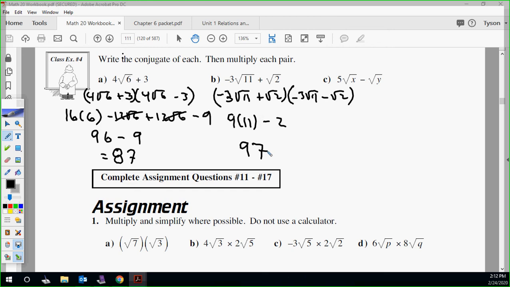And the last one, we're just going to go, this times 5 root x plus root y. We're going to get 25x minus y, because the middle is going away. Okay? All right, so that's it.